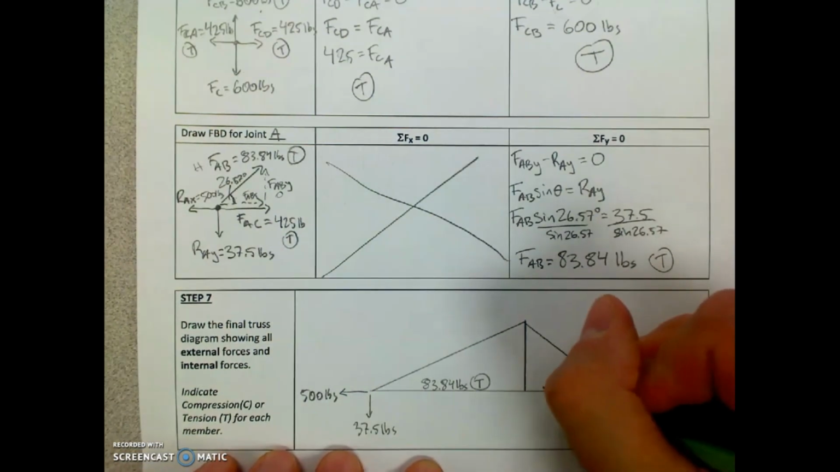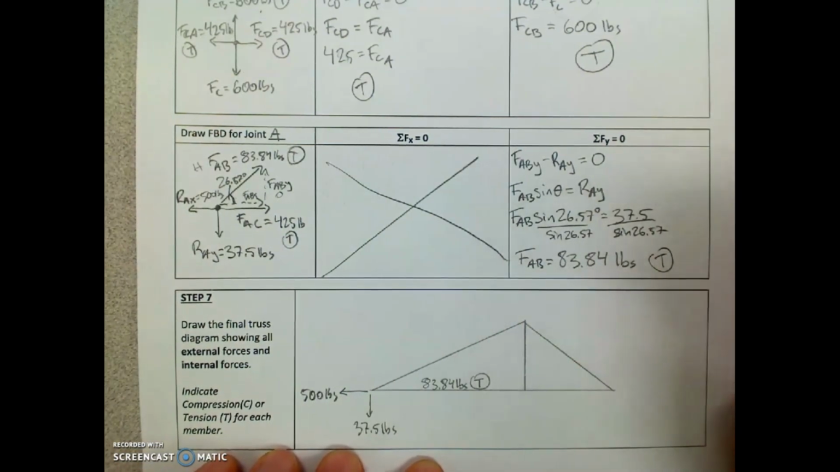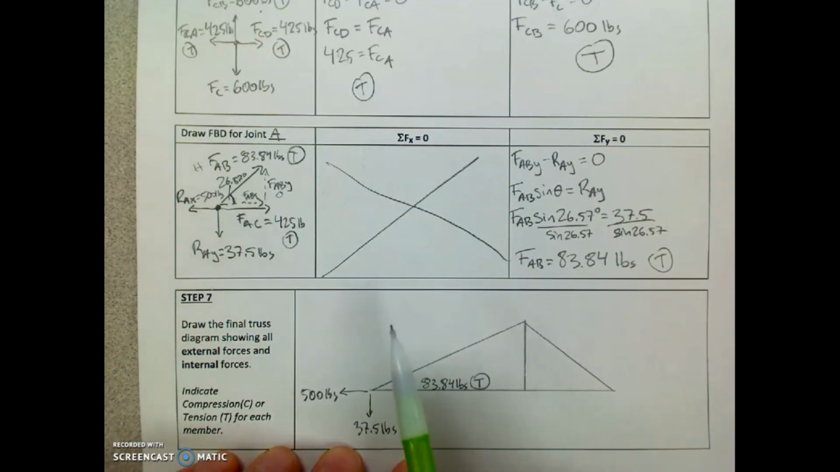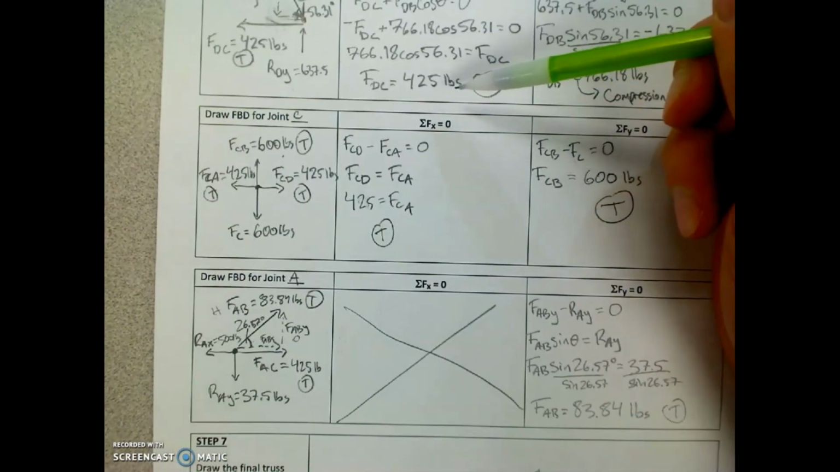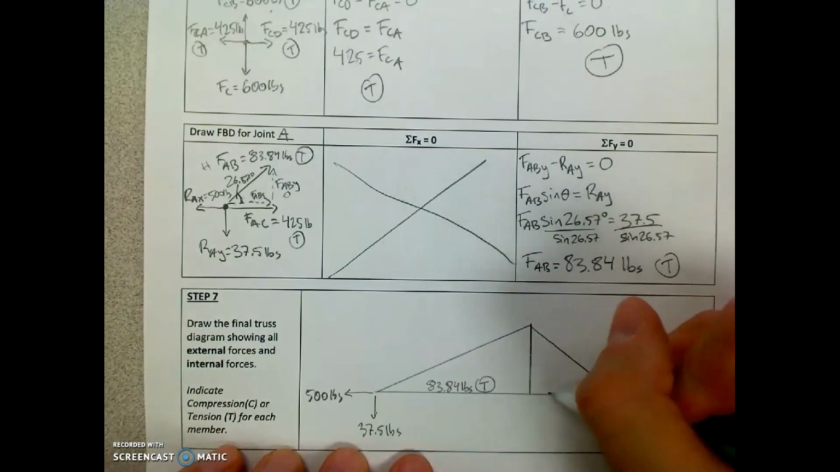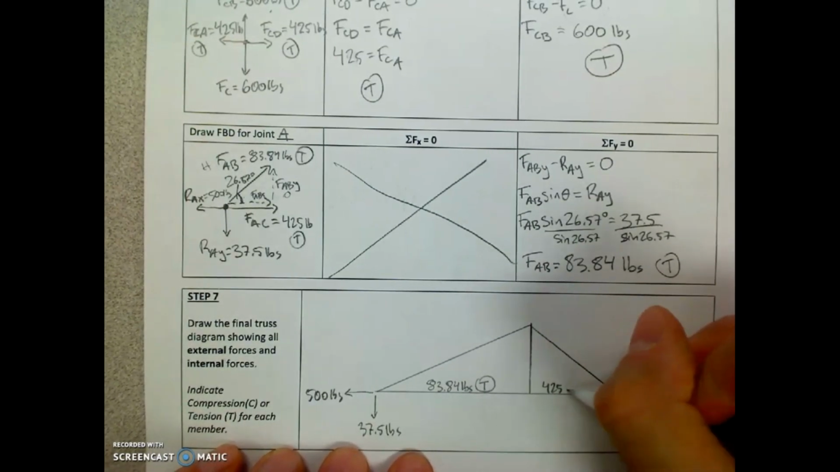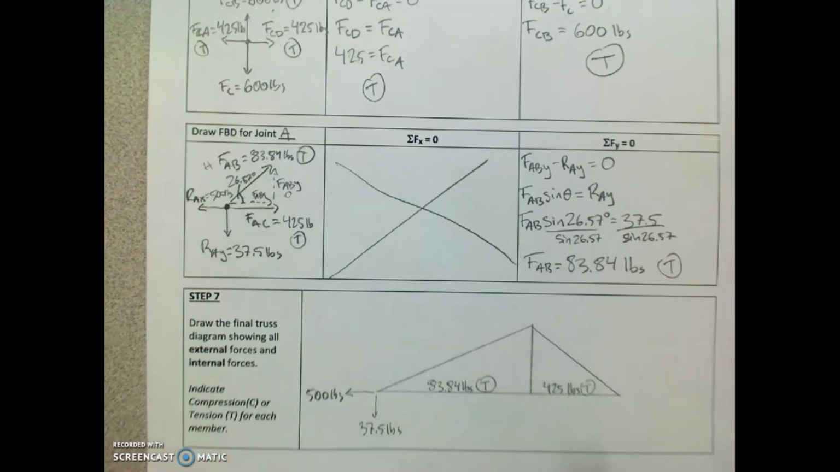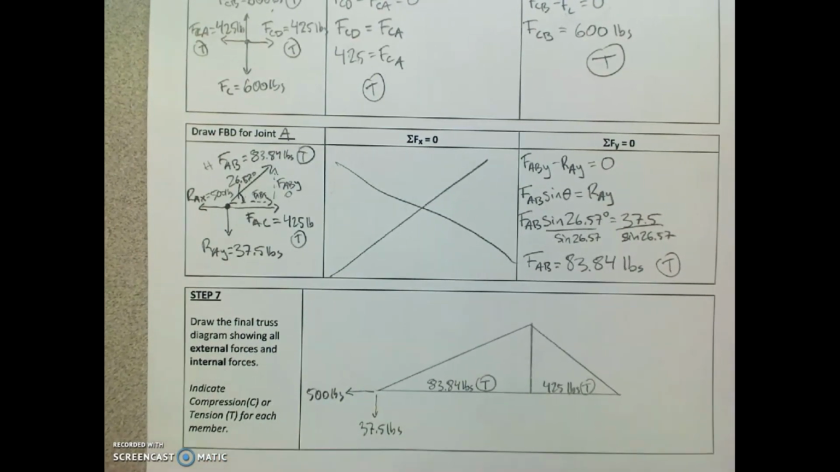Here we go. FCB is 600 pounds. Wait, did I mess that up? Sorry, I picked the wrong one. FDC is 425 pounds. Holy smokes. That would have been bad if we just tripped at the finish line. And that guy was in tension.